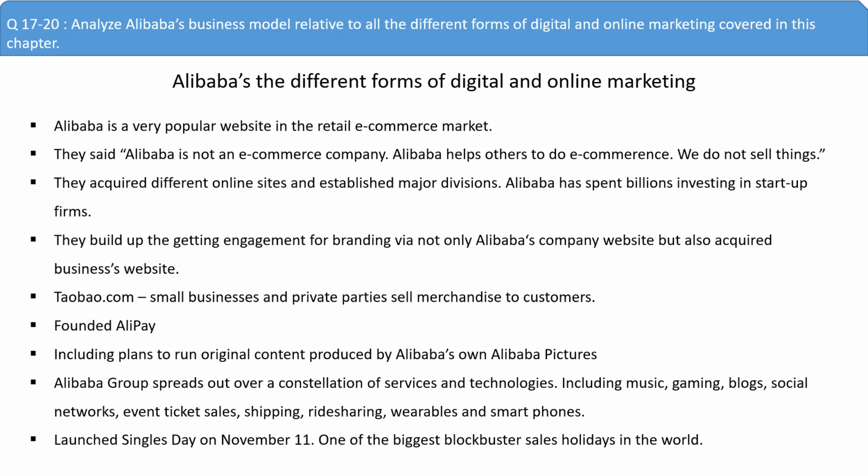Alibaba has spent billions investing in startup firms. So they build up engagement for branding via not only the Alibaba company website, but also acquired businesses' websites. Say for example, Taobao.com, this one is for small businesses and private parties to sell merchandise to customers. Then they founded Alipay. So Alipay also can help with Alibaba payment and other payment platforms, including plans to rent original content produced by Alibaba Pictures.